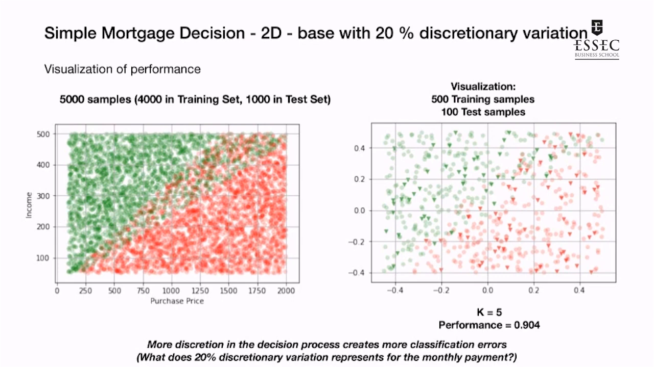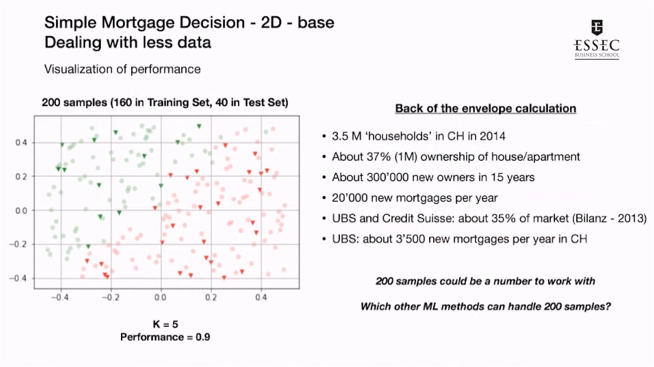All right. Now, do we have a lot of data? Do we really have a lot of data? Because here we saw that we were making the best decisions with lots of data, thousands of points. Do we really have thousands of people applying for a mortgage? Okay, so to do this, we can do a back-of-the-envelope calculation. In Switzerland in 2014, you had 3.5 million households. About 37% of them had the ownership of a house or apartment, with about 300,000 new owners in 15 years, which means that there were about 20,000 new mortgages per year.